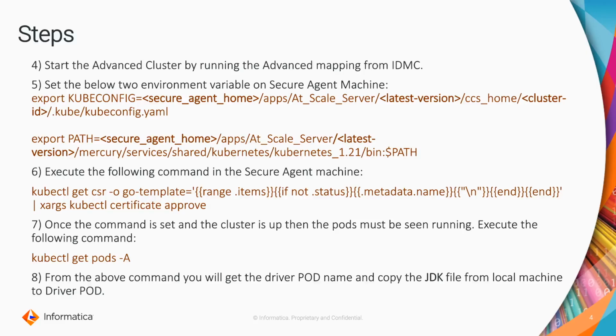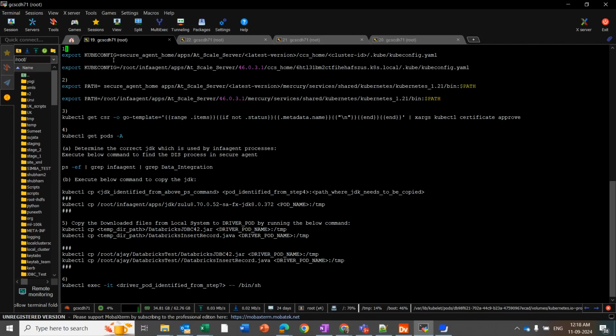Now once the advanced cluster is up and running, set the environment variable, that is KUBECONFIG, with its path on the secure agent machine. In this environment variable, you need to update the secure agent home in the path, the AtScale server latest version which is currently used in your secure agent machine, and the cluster ID.